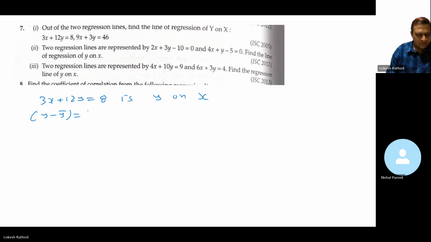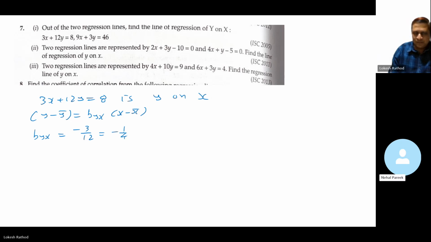Let's assume that 3x plus 12y equal to 8 is y on x. Correct? Let's assume this. So if the line is y on x, what is the form? y minus y bar is equal to byx times x minus x bar. Yeah, this is the form. So byx is the slope, and slope is minus 3/12.